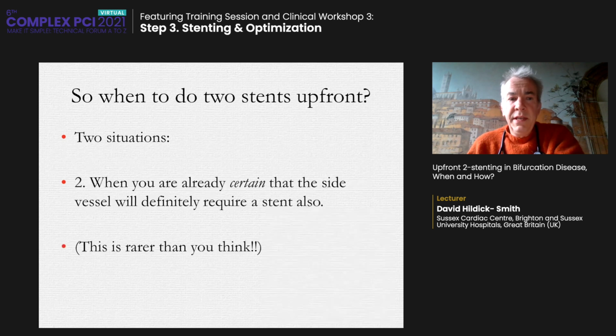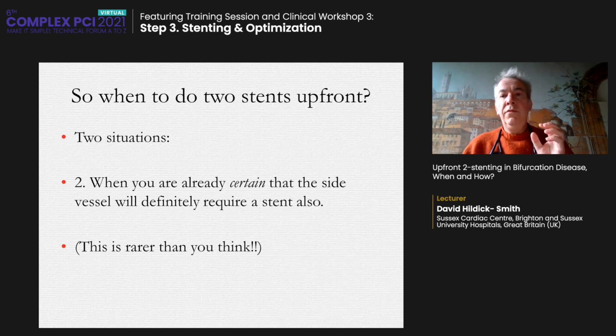The second setting is when you're already certain that the side vessel will definitely require a stent, then you choose your technique of choice. And for me, that would still be provisional, and I would then stent the side branch as part of that provisional technique. Largely because I don't want to prejudge the issue, and quite often you actually find, oh, I don't need that second stent after all.